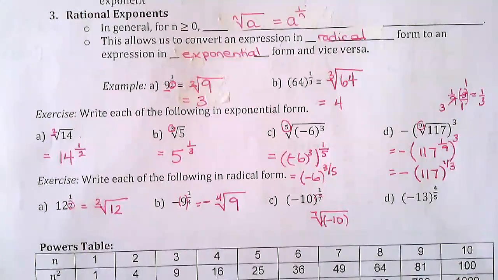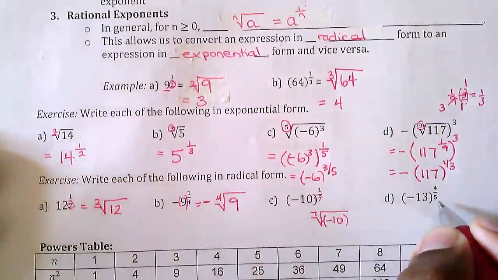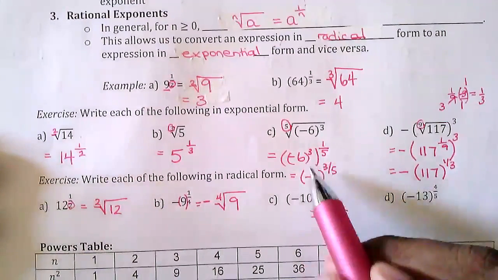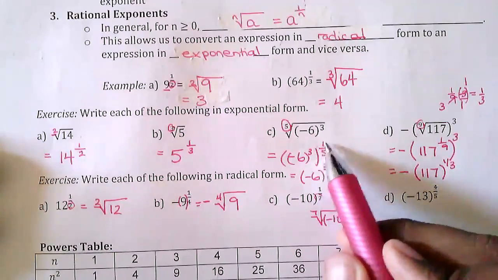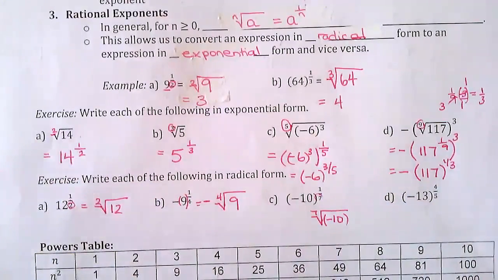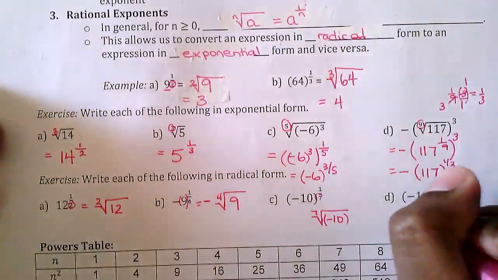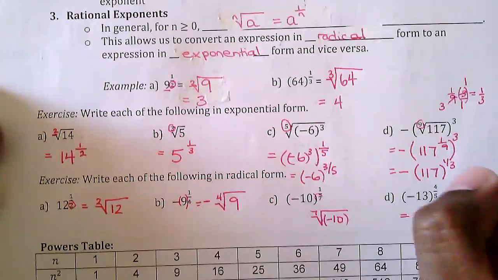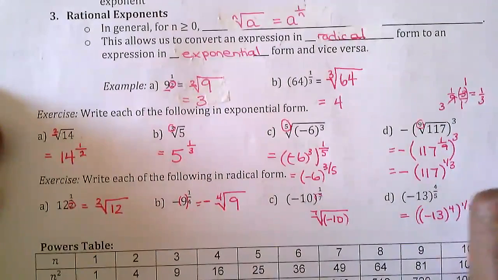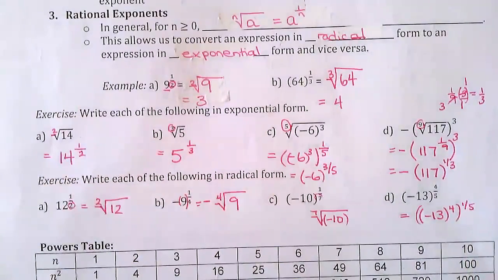So what we are going to do then is we are going to separate out the exponent. Just like how here, we eventually got negative 6 to the power of 3, all to the power 1/5, and then we multiplied it to put it together. Now we're just going to separate it out. So if I separate it out, I'll have negative 13 to the power of 4, all to the power of 1/5. Why does this work?